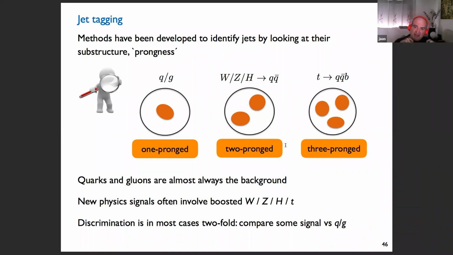I mean, the pions and kaons and so on are concentrating. This one prong corresponds to a quark or gluon. This two prong corresponds to W, Z or Higgs going into two quarks, and this three prong corresponds, for example, to a top quark decaying hadronically. The quarks and gluons are always the background, and the physics signals often involve boosted tops and W, Z. So the discrimination using these tools is usually done of some signal, top, W, versus quarks and gluons.